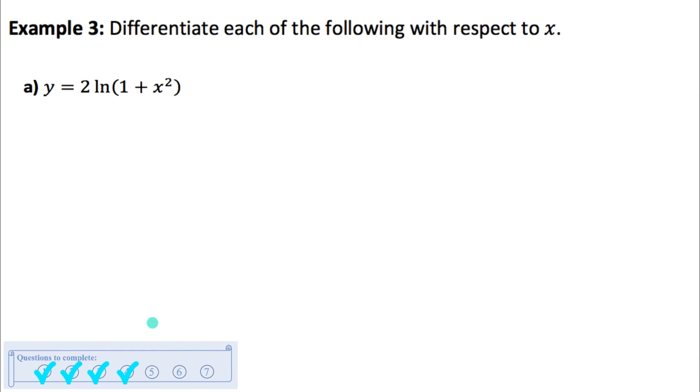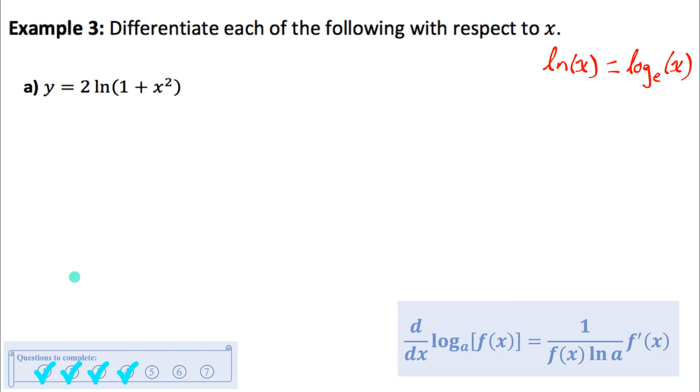So let's differentiate a couple log functions. So I've got y equals 2 ln of 1 plus x squared. Remember, ln is the natural logarithm. Ln x means the same thing as log base e of x. So make sure you know that connection. And now let's differentiate this using our new rule for differentiating log functions.